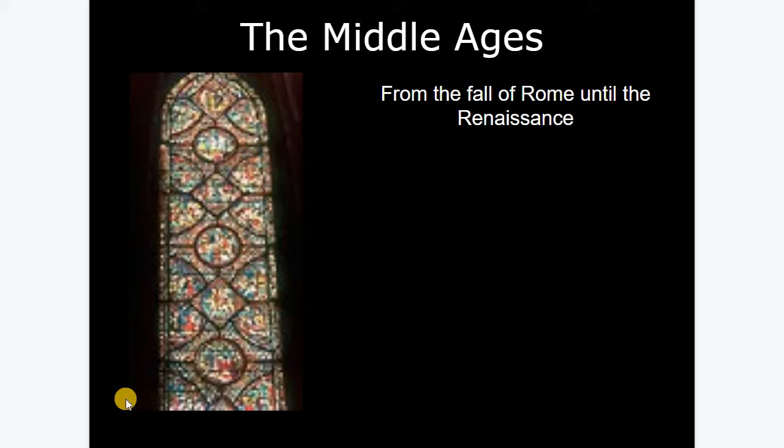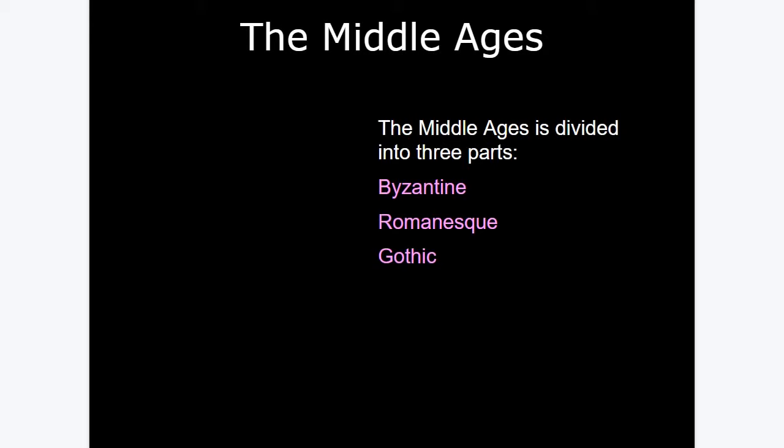All right, my little art friends, today we're going to take a look at the Middle Ages. It happened after Rome. Remember, we studied Greek and Roman art, and then after the fall of Rome until the Renaissance, which will be the next thing we're going to study. The first thing you need to know about the Middle Ages is it's broken down into three parts. So we're going to talk about those three parts: Byzantine, Romanesque, and Gothic.